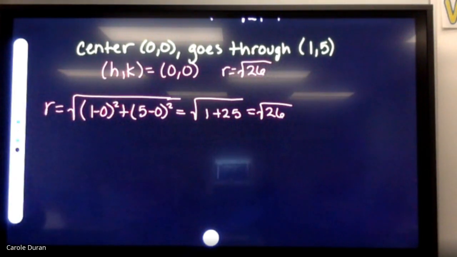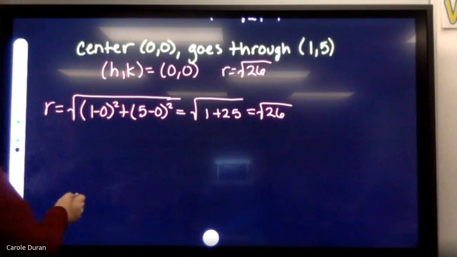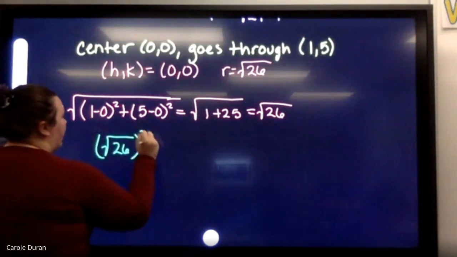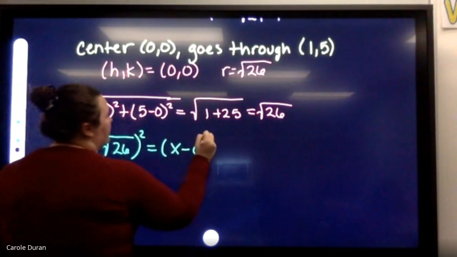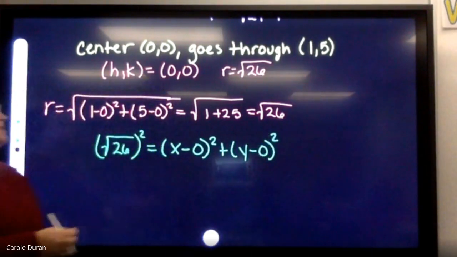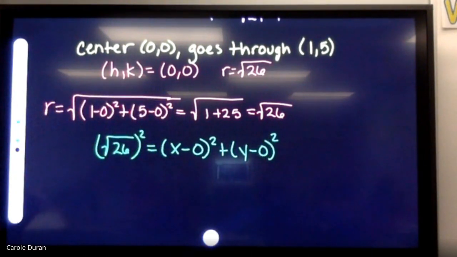Just like before, I fill this information into my standard form equation, which tells me that the square root of 26 squared equals x minus 0 squared plus y minus 0 squared. I filled in the h, the k, and the r. Give you guys a second. Anybody confused by what I did there?